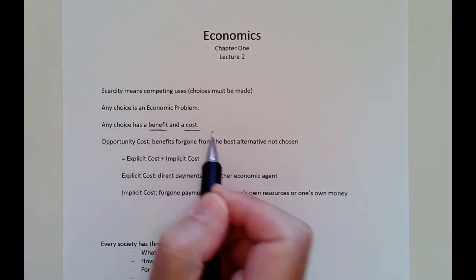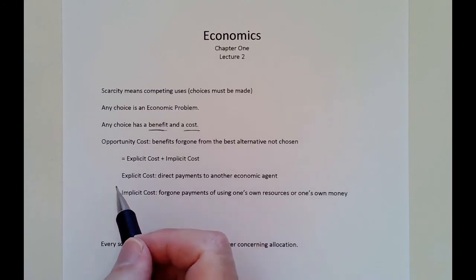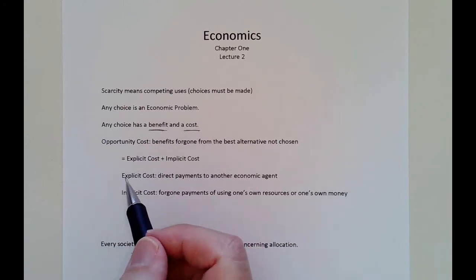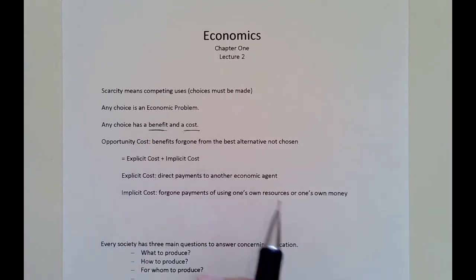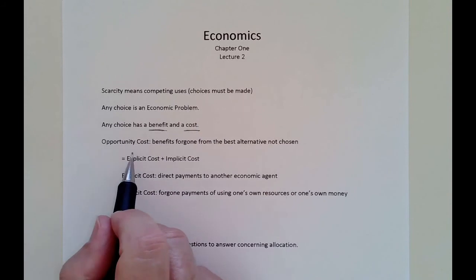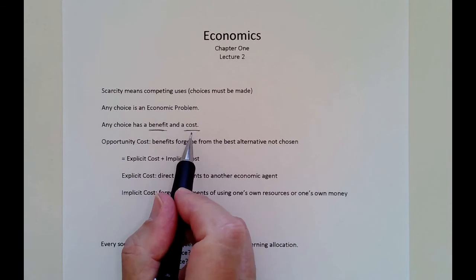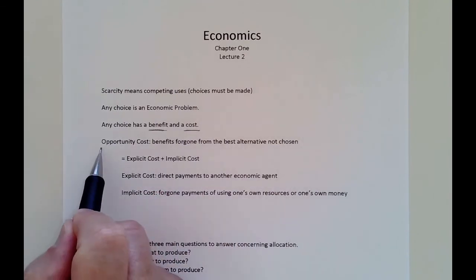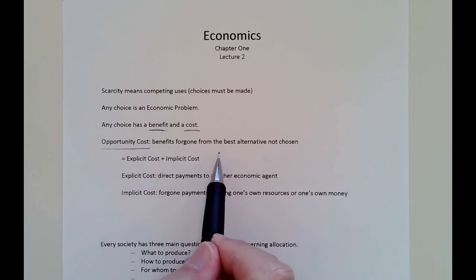The benefit could be measured in money or in units of benefit, something like the delicious taste of a chocolate chip cookie. And there's a cost. We're going to spend a little more time on cost because that's a concept that's a little more difficult. Whenever we talk about cost in economics and in this class, we're talking about opportunity cost. The definition is the benefits foregone from the best alternative not chosen.